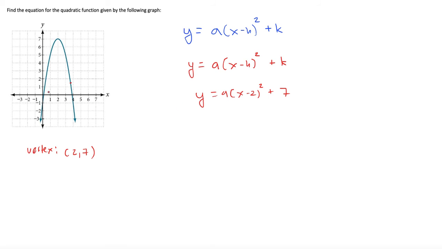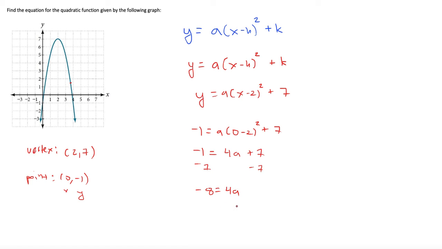So let's pick (0, -1). The point we want to pick in this case is (0, -1), which gives the x and the y value. Let's plug those in. So -1 is equal to a(0 minus 2) squared plus 7. Now 0 minus 2 is -2, and squaring that gives 4, so -1 equals 4a plus 7. We subtract 7 from both sides, so -8 is equal to 4a. When we divide both sides by 4, a equals -2.